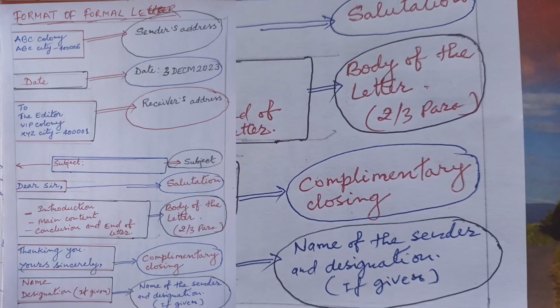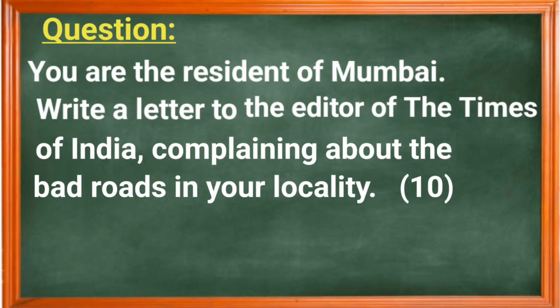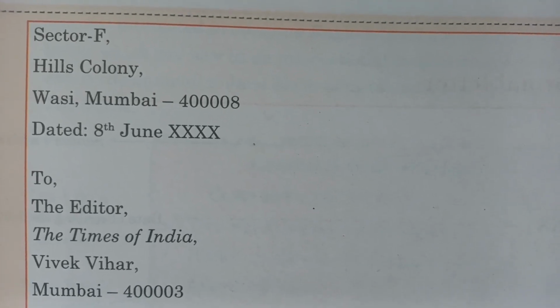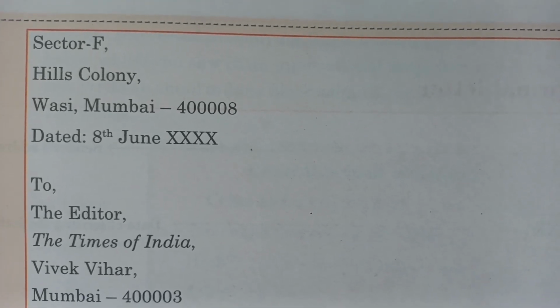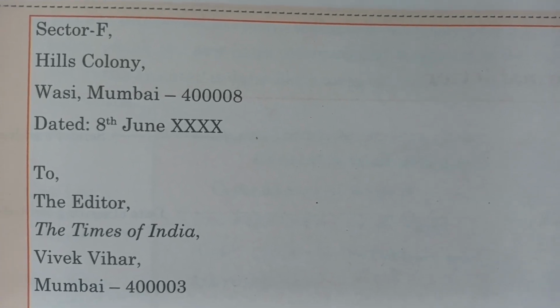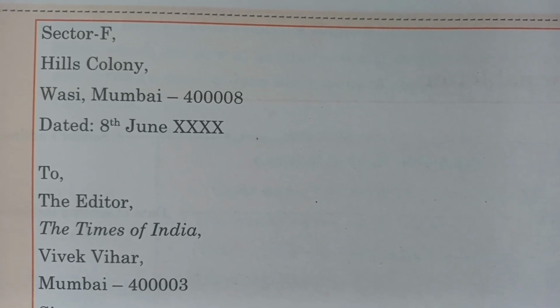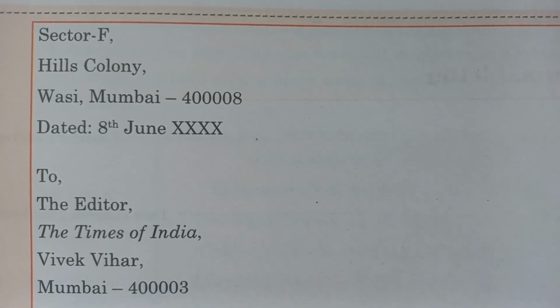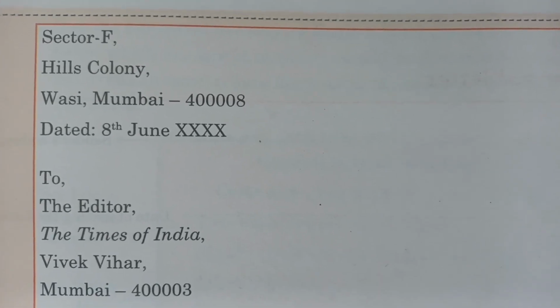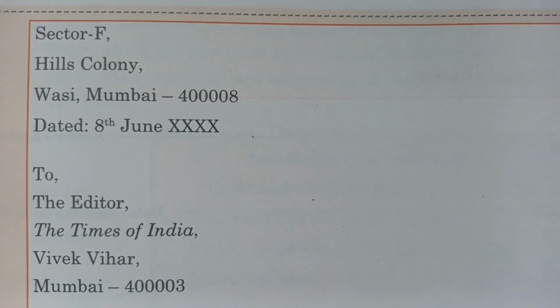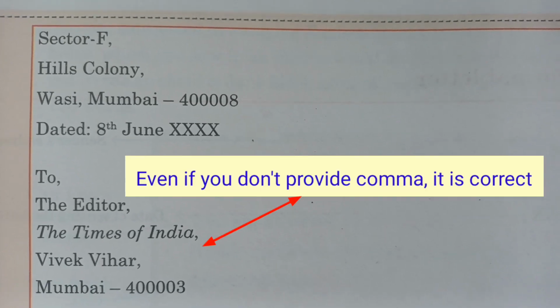Now let's see an example of formal letter writing. The question is: you are a resident of Mumbai. Write a letter to the editor of the Times of India complaining about the bad condition of roads in your community. So the answer will be: first of all, you have to write your address, for example, Sector F, Hills Colony, Vashi, Mumbai, pin number, dated 8th June 2023 or 24, whatever it is. Then leave a space and write the address of the person to whom you are sending. So here, To, comma, The Editor, The Times of India, Vivek Vihar, Mumbai, and then the pin number.